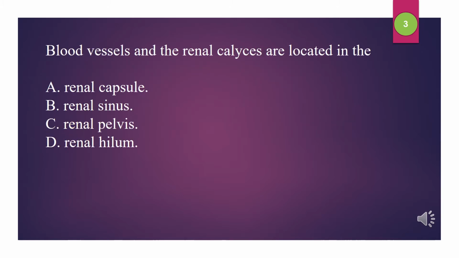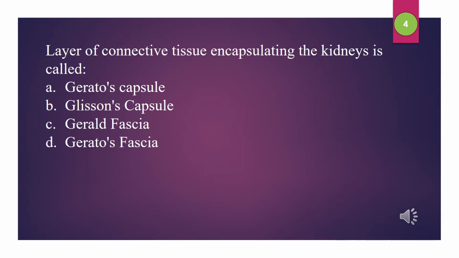Blood vessels in the renal calyces are located in the A. Renal capsule. B. Renal sinus. C. Renal pelvis. D. Renal hilum. The answer is B. Renal sinus. Layer of connective tissue encapsulating the kidneys is called: A. Gerard's capsule. B. Glisson's capsule. C. Gerald fascia. D. Gerard's fascia. The answer is D. Gerard's fascia.